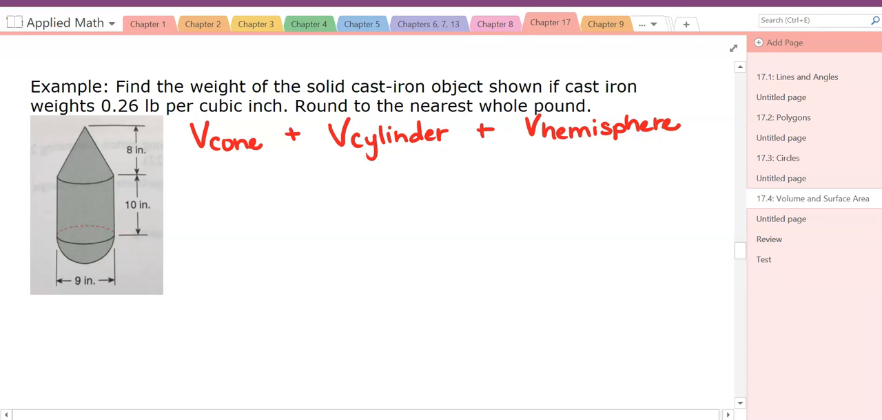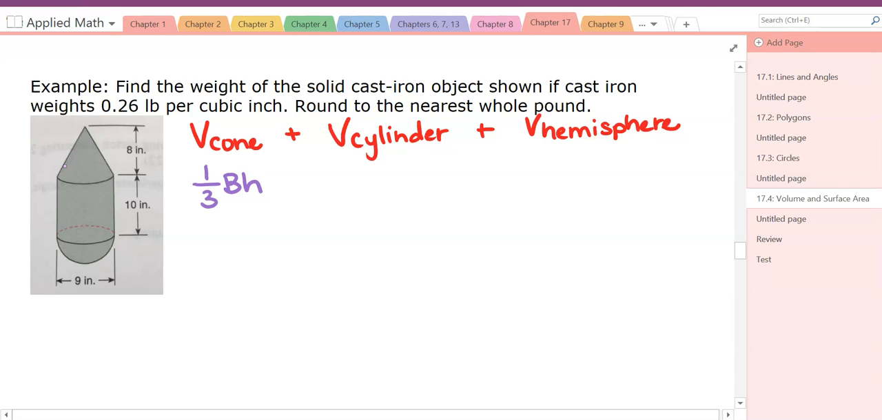Let's start with the cone. Cone is at the top here. Volume of a cone's equation is 1/3 times the area of the base times the height. So a base of a cone is what shape? Circle. So I've got to find the area of that circle. Now on the bottom, you see where it says 9 inches? That is the length of the circle all the way across. So that's its diameter. So what would be the radius of this circle?